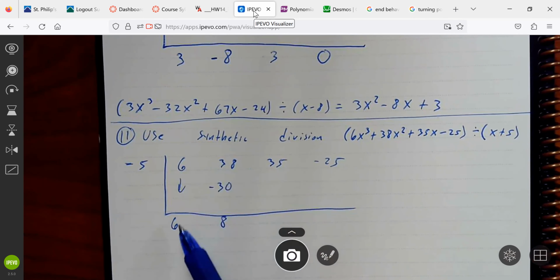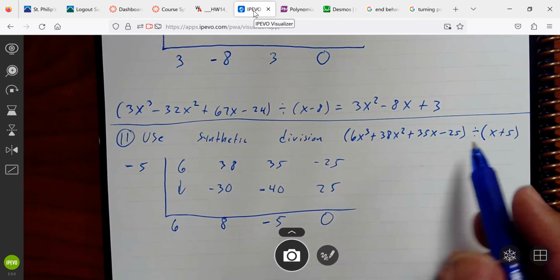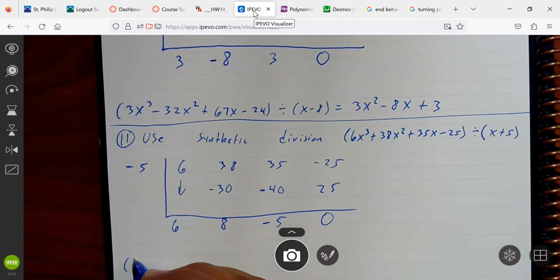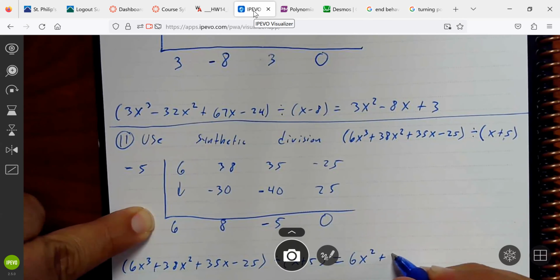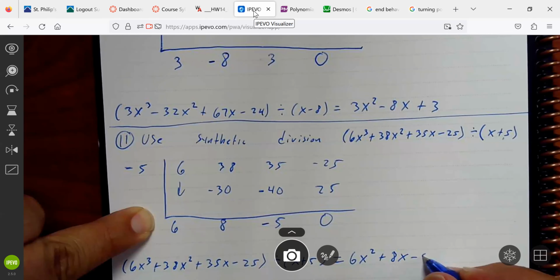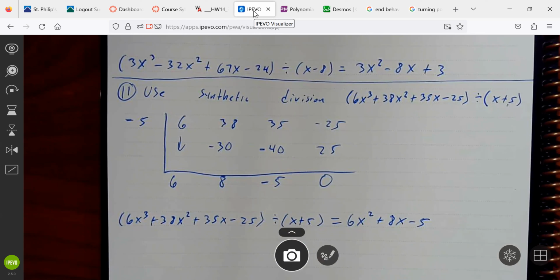So that means that this guy will turn into, right? Let me just write it one more time. Into these coefficients here. So it was a cubic divided by a linear term, so it should be reduced by 1. We should have a quadratic now. And that's it.